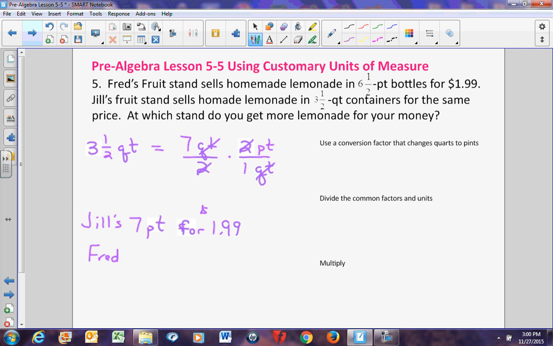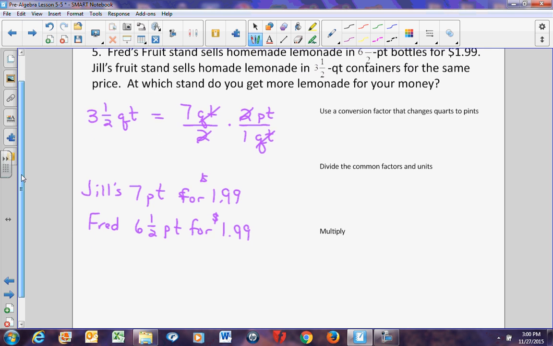Fred's fruit stand, you get 6.5 pints for $1.99. Okay, 6.5 pint bottles for $1.99. So which one is the better deal? Since 7 pints is bigger than 6.5 pints, you're going to get more juice for your money at Jill's fruit stand. Since 3.5 quarts is 7 pints, and he sells 6.5 pint bottles. So your money is best served at Jill's.